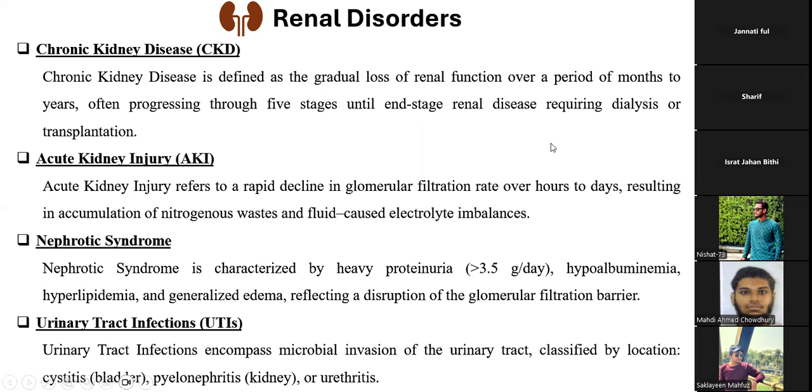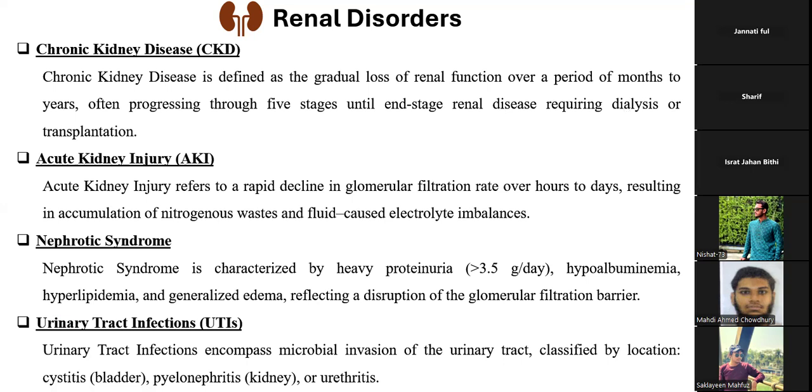Renal disorders. There are several renal disorders. Here, we discuss only four common renal disorders, such as chronic kidney disease, which is gradual loss of renal function over a period of months to years, often progressing through five stages until end stage renal disease requiring dialysis or transplantation.